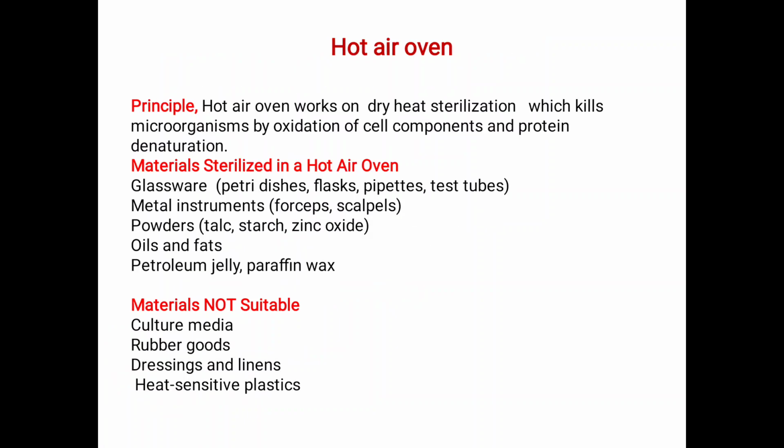Next, hot air oven. This works on the principle of heat sterilization, which kills microorganisms by oxidation of cell components and protein denaturation. Materials sterilized in a hot air oven: glassware, petri dishes, flask, pipette, test tube, metal instruments, powders, talc, starch, zinc oxide, oils and fats, petroleum jelly, paraffin wax. Material not suitable: culture media, rubber goods, dressings and linens, and heat sensitive plastic. For heat sensitive plastic, gas sterilization is used.